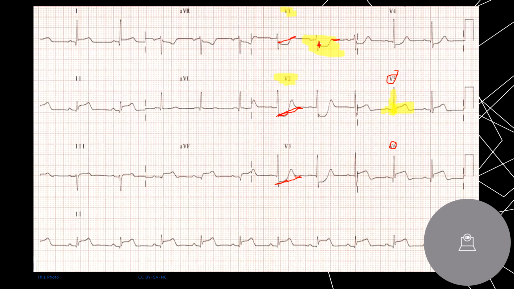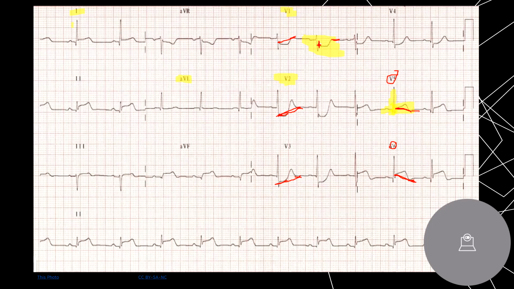Now we'll go baseline, J point, elevation. Look at that. A couple millimeters right there. Same deal here, guys. Baseline, termination of the QRS. This is elevation. So elevation in the lateral wall. Let's check high lateral, which is 1 in AVL. Very good.